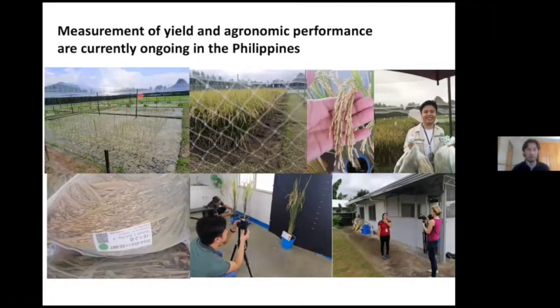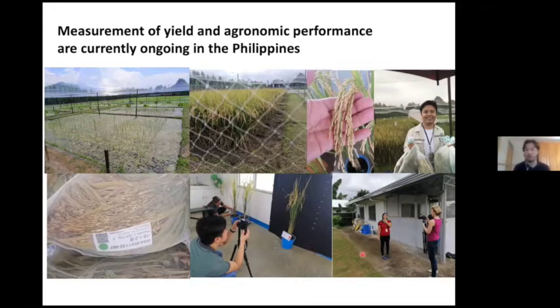This is our first experiment. A few photos of our first experiment in the Philippines. The plants look good. Look here, they look healthy. The field looks okay. Here is Paolo. He's the lead of this part of the project. He is also a good photographer, so we are making a record of that.